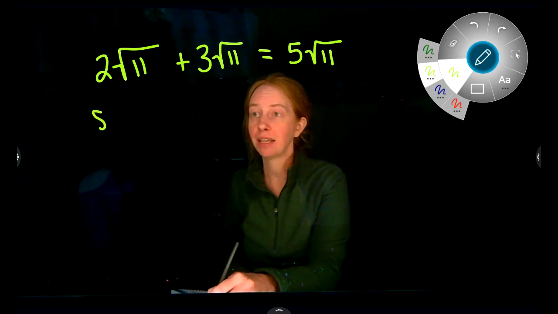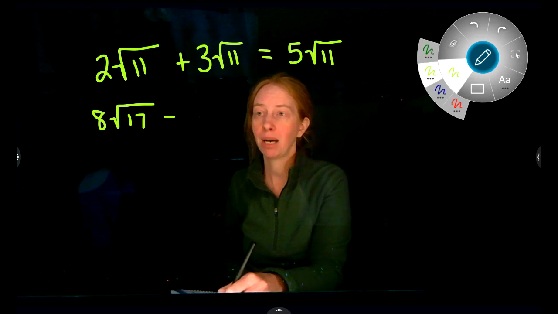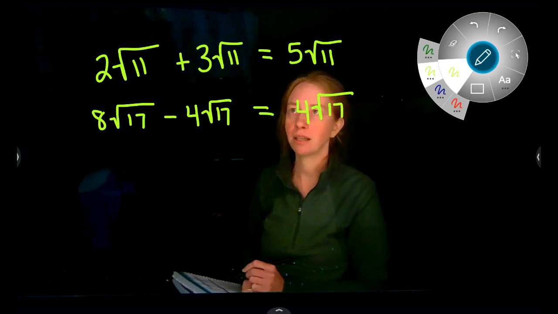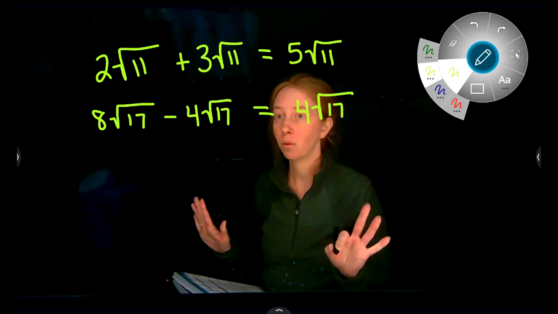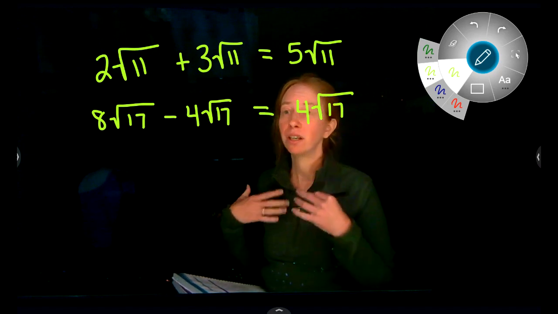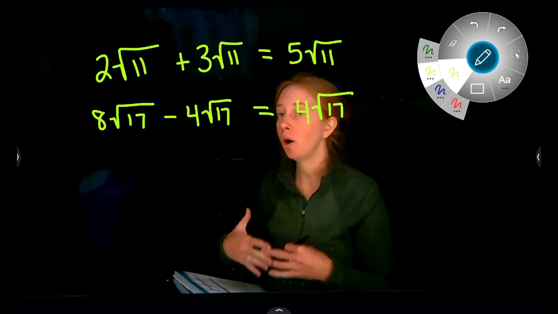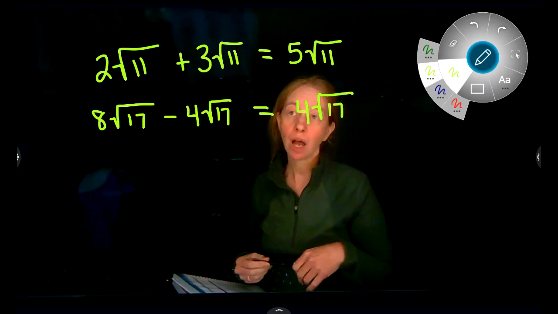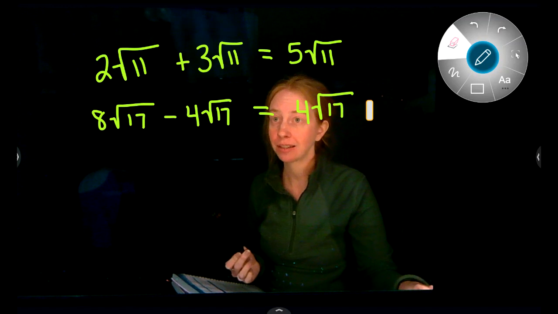So let's say I have 8 times the square root of 17 minus 4 times the square root of 17. 8 minus 4 is 4, and we keep that square root of 17 right here. That's all we're doing here. However, the tricky part comes when we don't have square root radicands that match, and sometimes you're going to have to simplify these so that they match. Let me give you an example of what I'm talking about here.